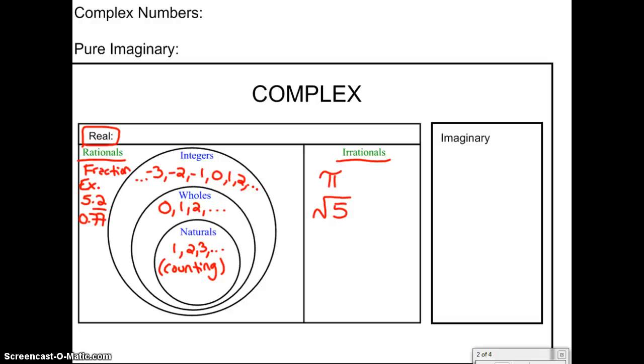Whole numbers add on the 0, integers add on the negatives, rational numbers add on fractions. Irrational numbers are in a different category of themselves. They're over here. But when you put rationals and irrationals together, you wind up getting real numbers. So real numbers include all rational and irrational numbers.